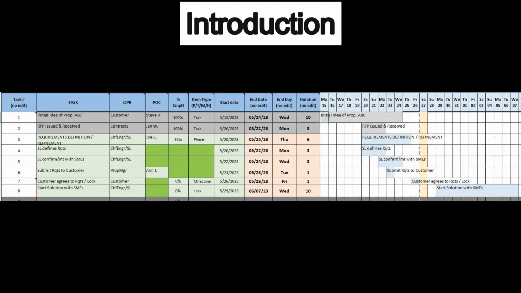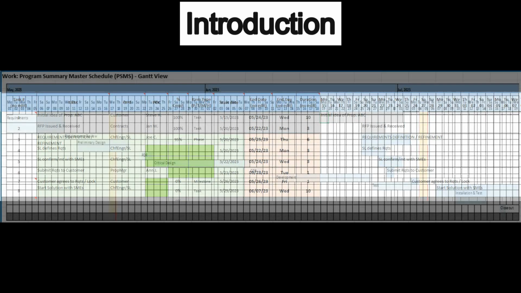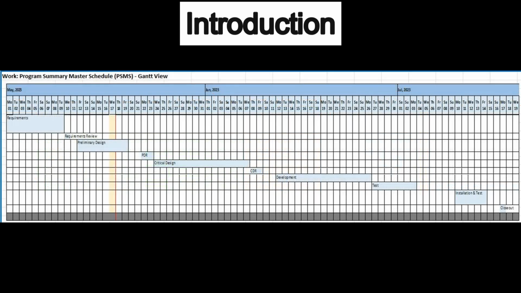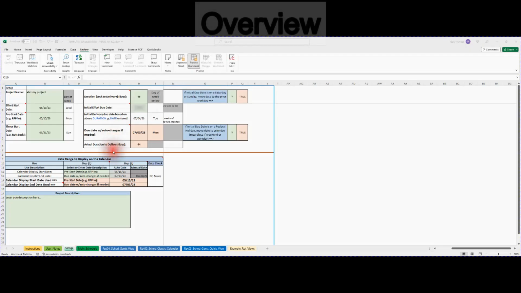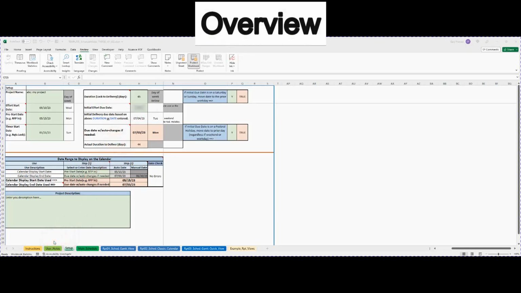This tool is great for business schedules such as proposals, projects and programs, creating an integrated master schedule, also known as an IMS, contract line item number summaries or CLIN summaries, program summary master schedules, and much more. The tool is also good for home use such as personal projects or family calendars and events. This is an overview of the ScheduleMaker tool, and we're going to start out with the instructions.